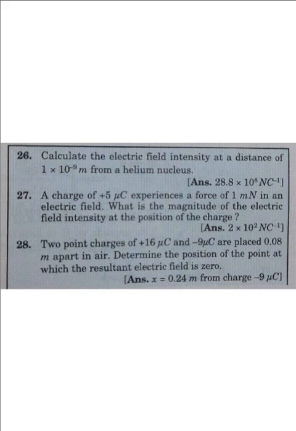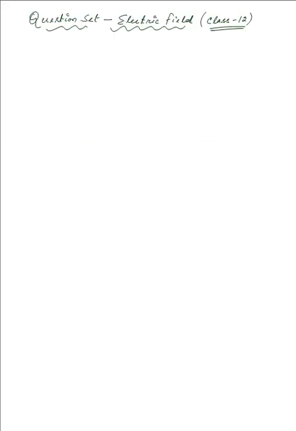So to begin with, the first one that we have is to calculate the electric field intensity at a distance of 10 raised to the power minus 9 from a helium nucleus. Now, as far as the helium nucleus is concerned, this is the answer number 26 that we'll be trying. For the helium nucleus, which has 2 protons in it, we have the total charge equal to 2e, which is 2 times 1.6 times 10 raised to the power minus 19 coulomb. This is the amount of charge that is there. And as far as the distance is concerned, we have 10 raised to the power minus 9.